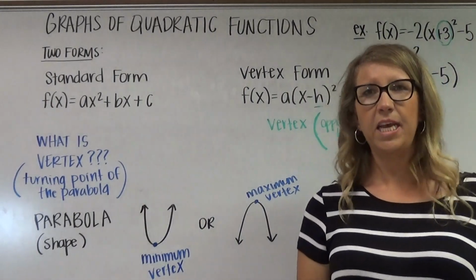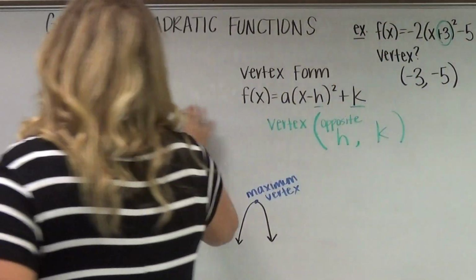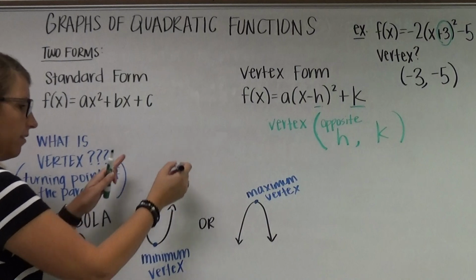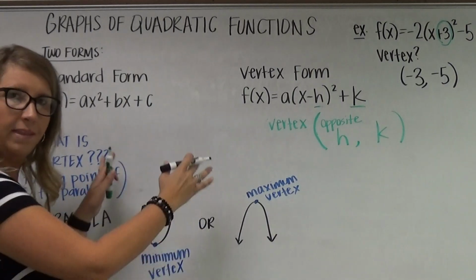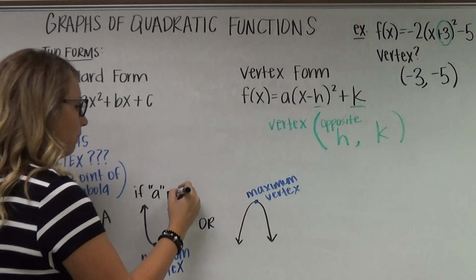So that leads me to one more thing. How do we know if it is a minimum or a maximum? Well, just by looking at this form, we can predict that. So let's add another note down here. We have this one where the ends go up or opens up if your A value is positive.